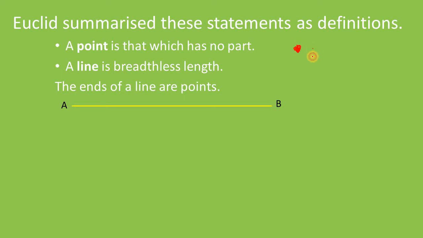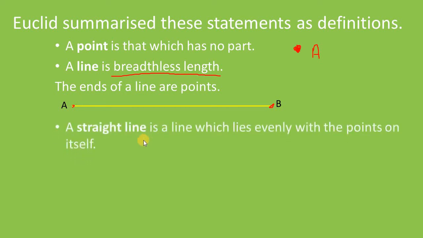Let us consider this point as A. A point is that which has no part. A line is breadthless length. The ends of a line are points. This is the end point A, and this is the other point B. So the ends of the line are points, but the line is breadthless length. A straight line is a line which lies evenly with the points on itself. So when many points are joined together, they form a straight line.